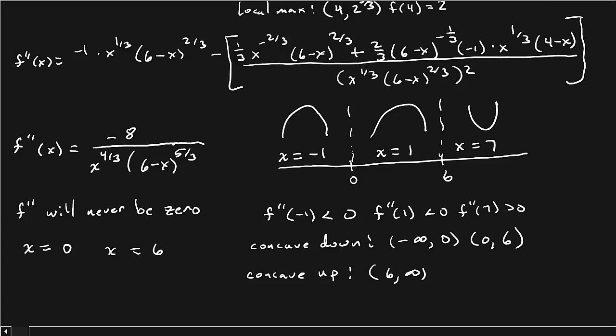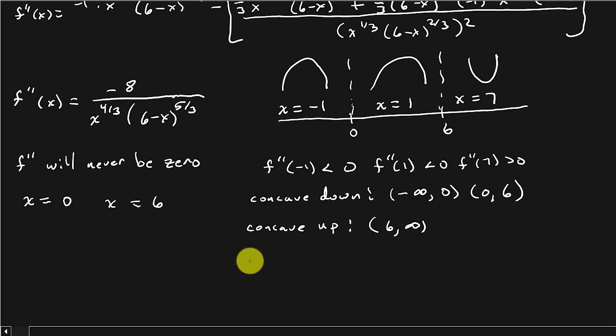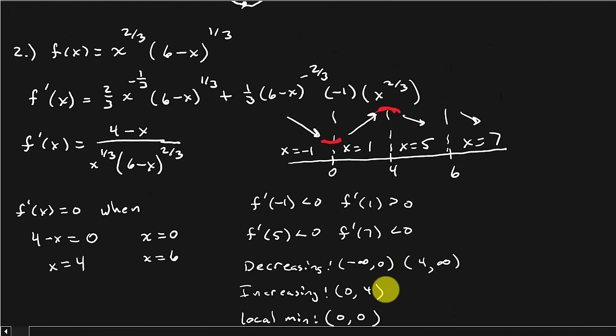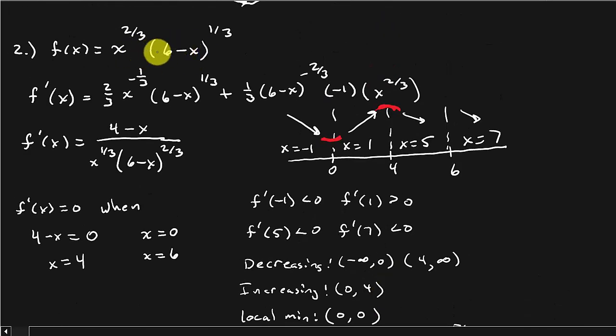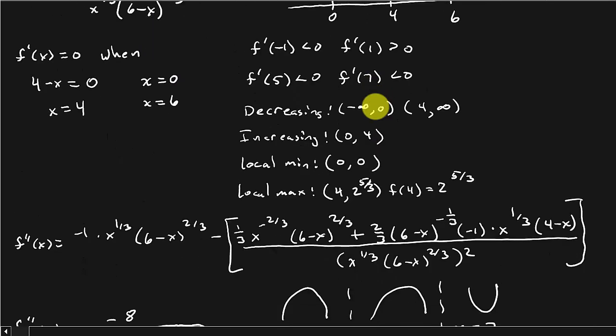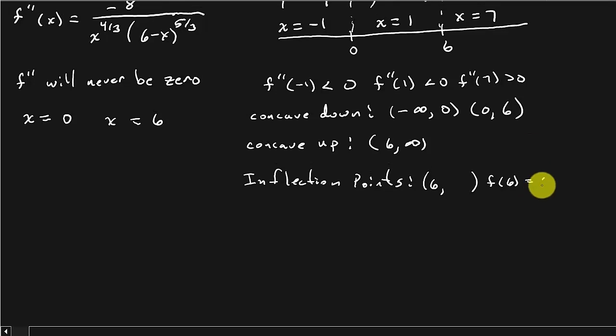Now let's look for inflection points. Well, that's where it changes concavity, and it only changes concavity here at 6. So we have to do f of 6, don't we? What does f of 6 equal? Remember, we're plugging that back into the original. Well, that's easy. 6 minus 6 is 0. That's going to make the whole thing 0. So that was an easy one to do.